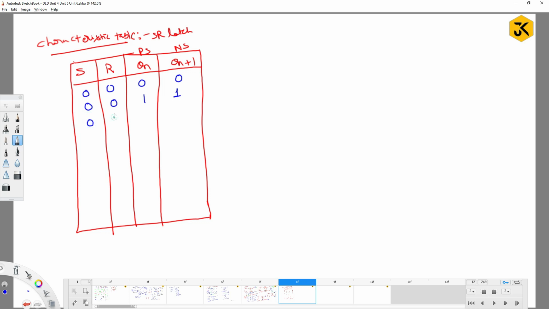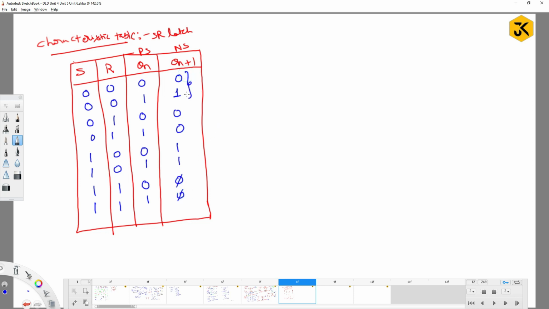When 0 1 as input, irrespective of the previous states, it is going to be always in the reset mode. When you are going to have 1 0 as inputs, irrespective of the present states, I can get always 1, meaning that set state. If you are going to have 1 1 as input, irrespective of the present states, it is always going to be undefined.